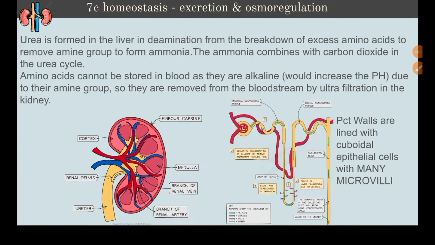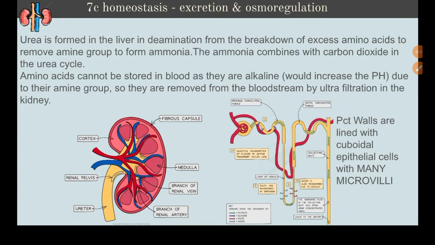The second part of 7C is about excretion and osmoregulation. Osmoregulation is keeping a constant osmotic pressure in the fluid of an organism. Simply, we don't want the blood and the cells to be too watery or too dehydrated. How we do this is, first, in the liver, urea is formed. Urea is made from deamination.